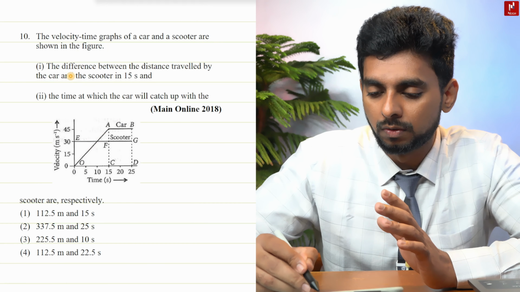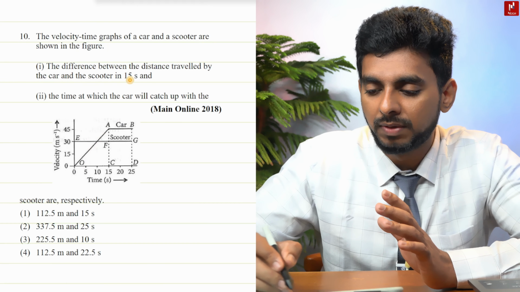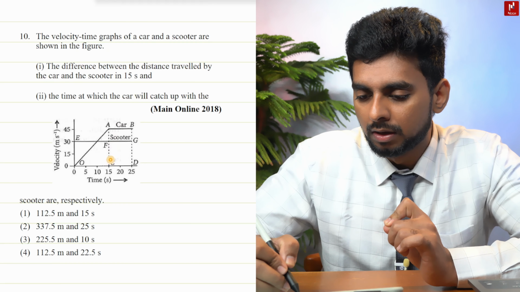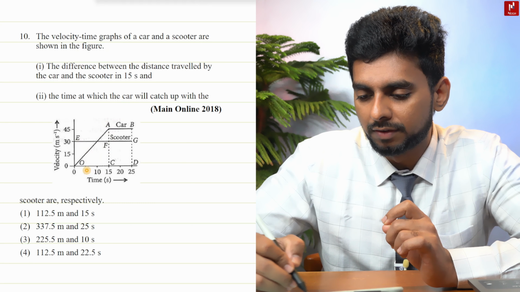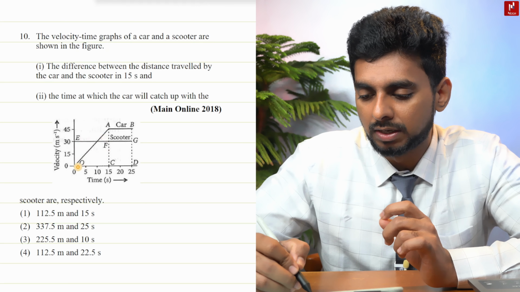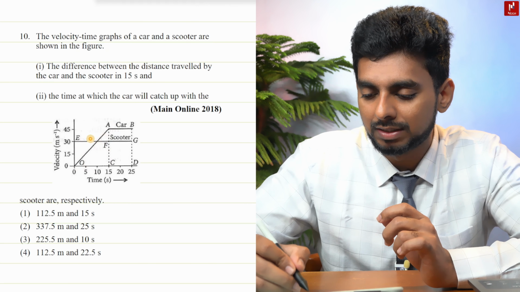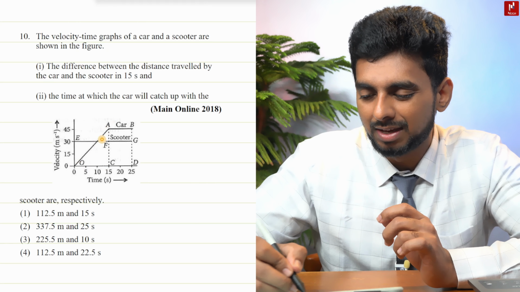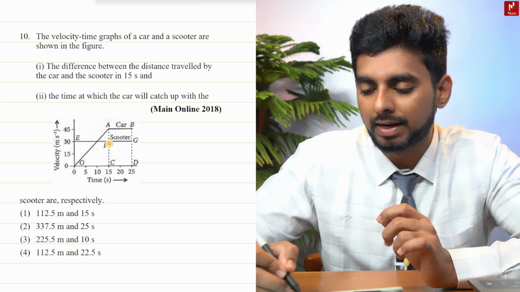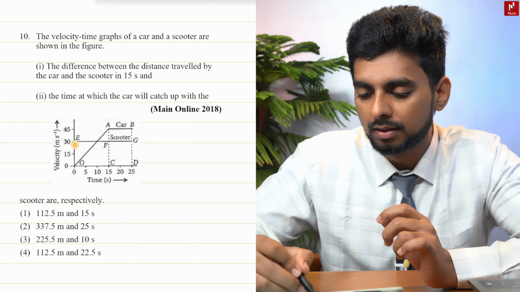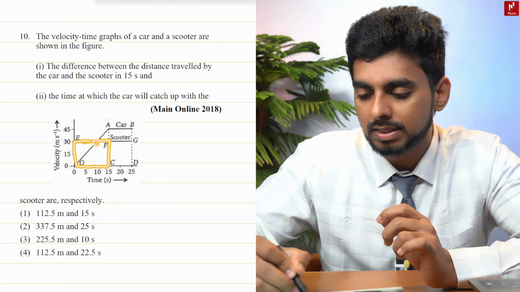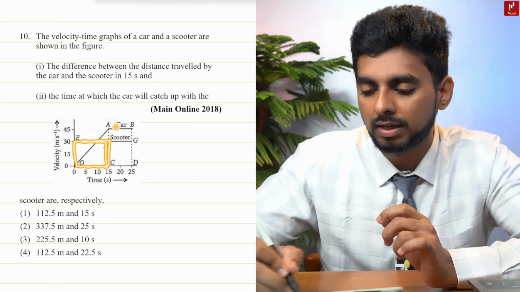Okay, so the difference between the distance traveled by the car and the scooter in the first 15 seconds, that's what I just need to get. If you look at this one, it should be obvious. Yeah, the scooter would have traveled a much greater distance when compared to that of the car, right? Because it's actually half times this triangle. Just by looking at this picture itself, it should be obvious that the distance covered by the scooter will be greater when compared to that of the car.